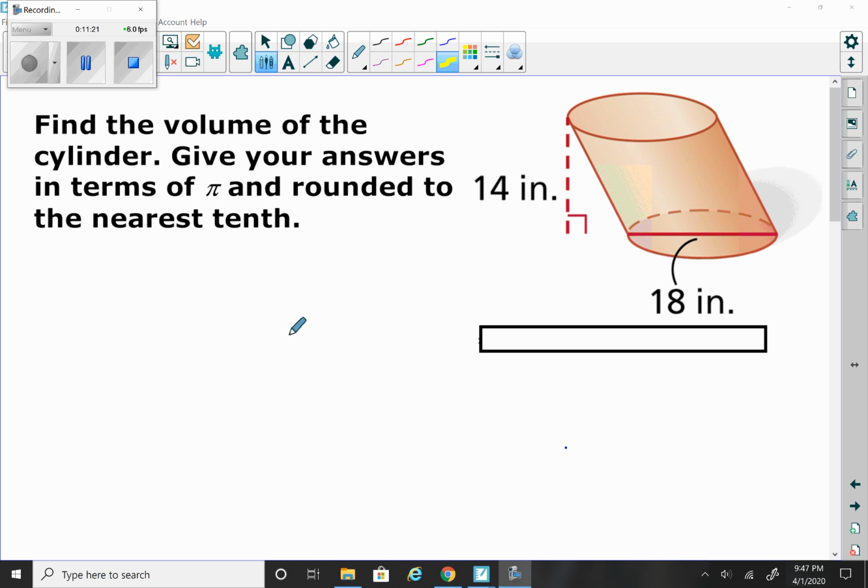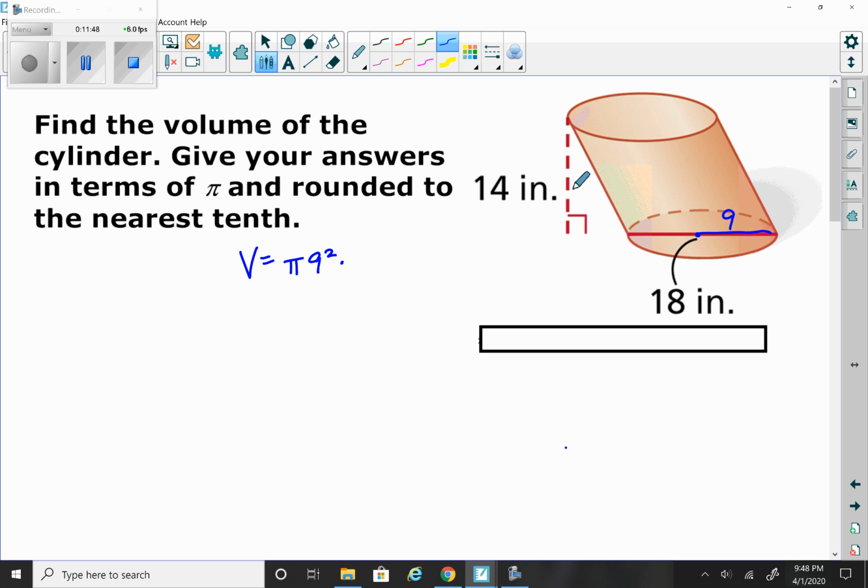Okay, so it says find the volume of the cylinder, give your answer in terms of pi, and round it to the nearest tenth. Let's just do in terms of pi right now. Let's just keep it easy. I can see in my cylinder that the diameter is 18. That means that my radius is 9. So for my formula, the volume is the area of the circular base, pi times the radius squared, and then times the height of my shape.